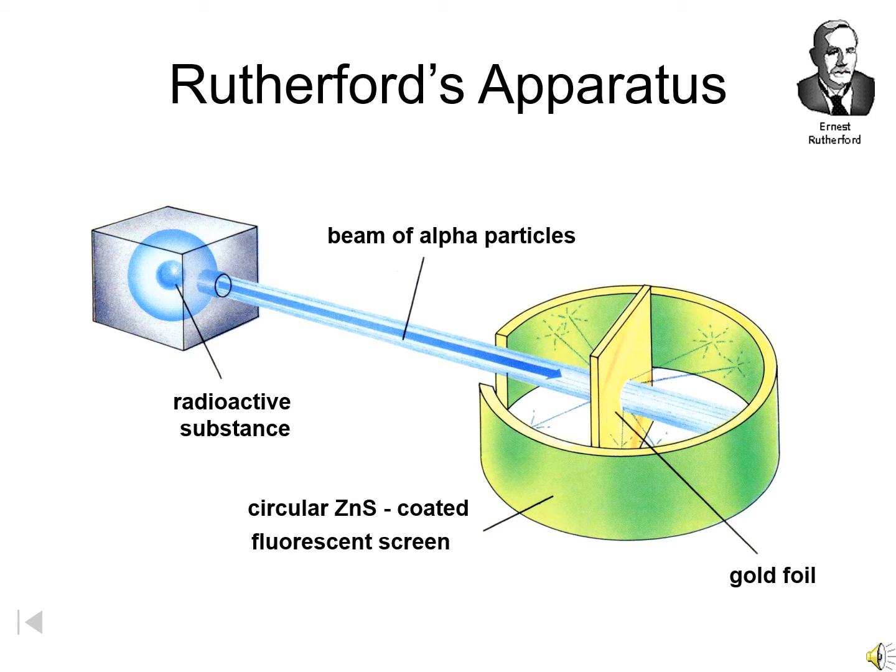We have a diagram here of Rutherford's setup. The beam of alpha particles, which are incident on the gold foil, and then you've got a circular zinc sulfide screen, so it will fluoresce when we have particles hitting it, so you can detect the various angles of deflection. So most of the particles pass straight through, but some were deflected back.